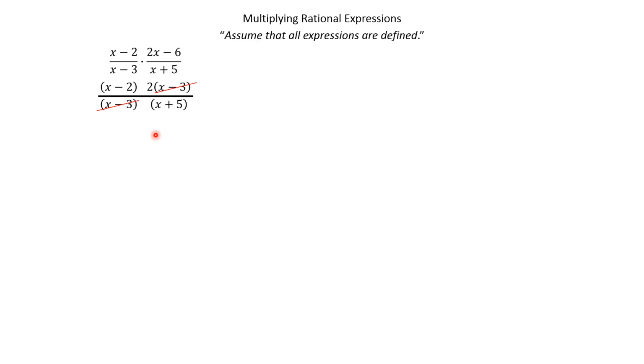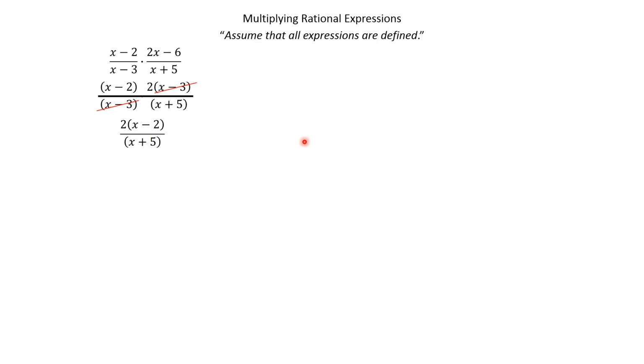And there we go. We're left with x minus 2 times 2 over x plus 5. I'd pull this 2 out in front just because we like 2 times x minus 2 as opposed to x minus 2 times 2. It doesn't matter, but that's more common. If you really wanted to, you could multiply this out, but I wouldn't. You don't need to right now. And if there's anything we're going to do to it, most of the time we're going to want it factored anyway. So I would just leave it like this.